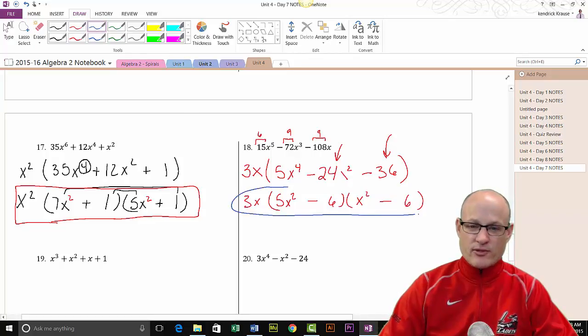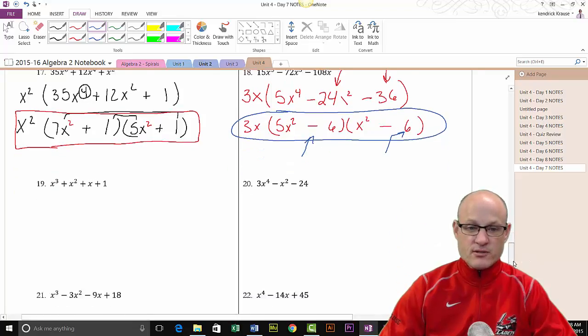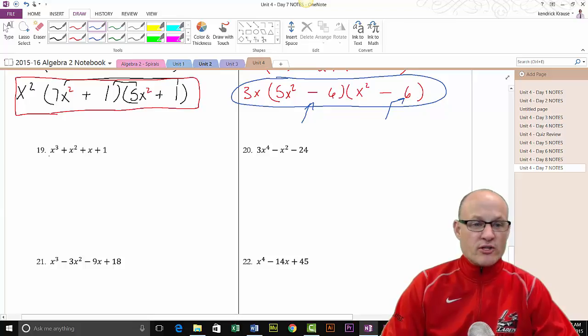Since those are not perfect squares, I can't finish them. See how this is not a perfect square, and these are not. This 6 is not a perfect square. Ooh, 4 things, we group.